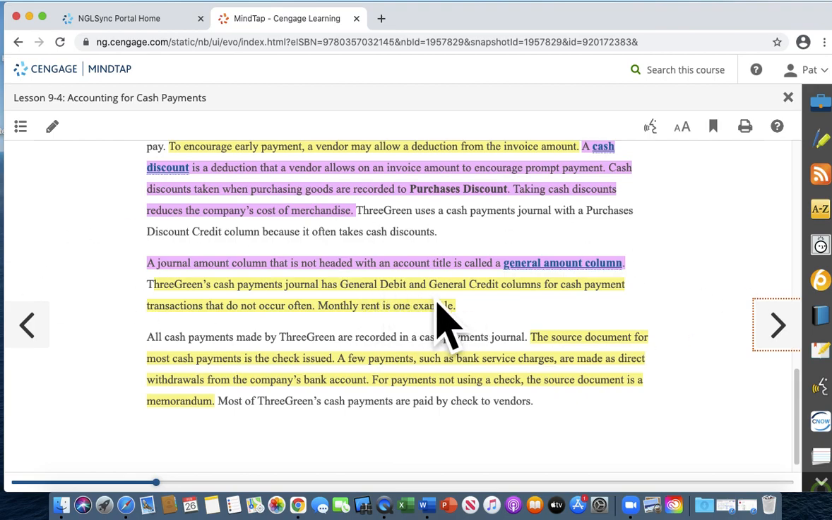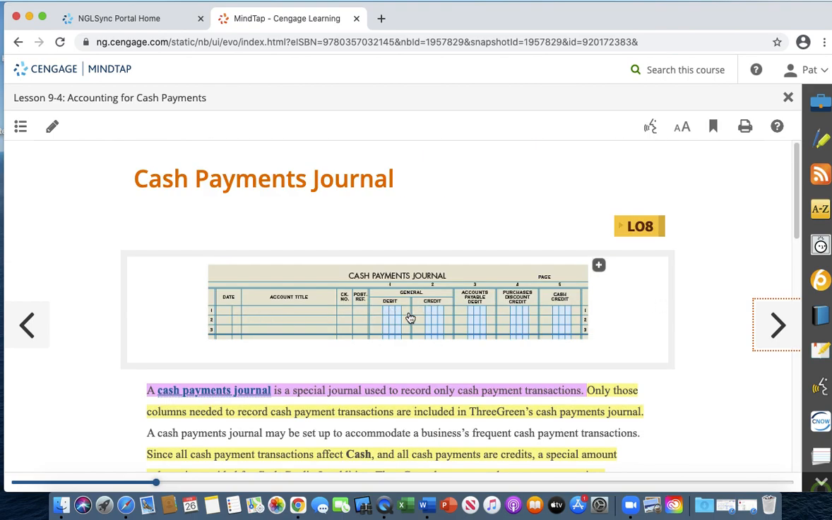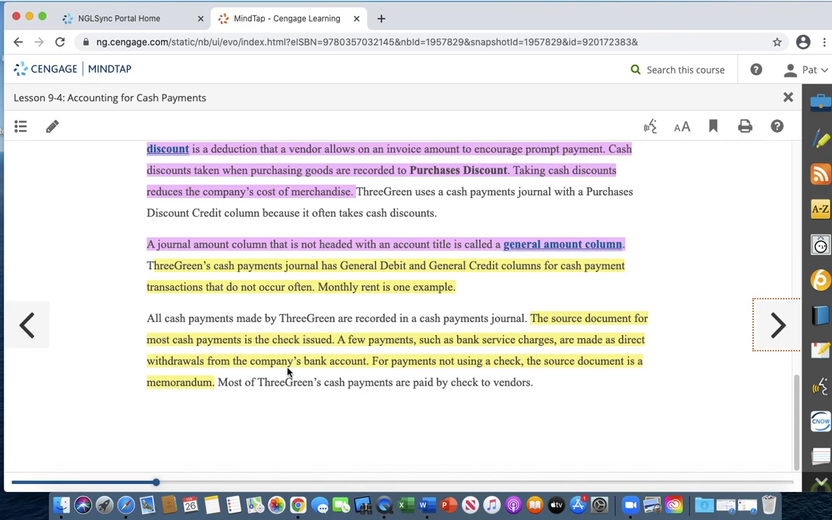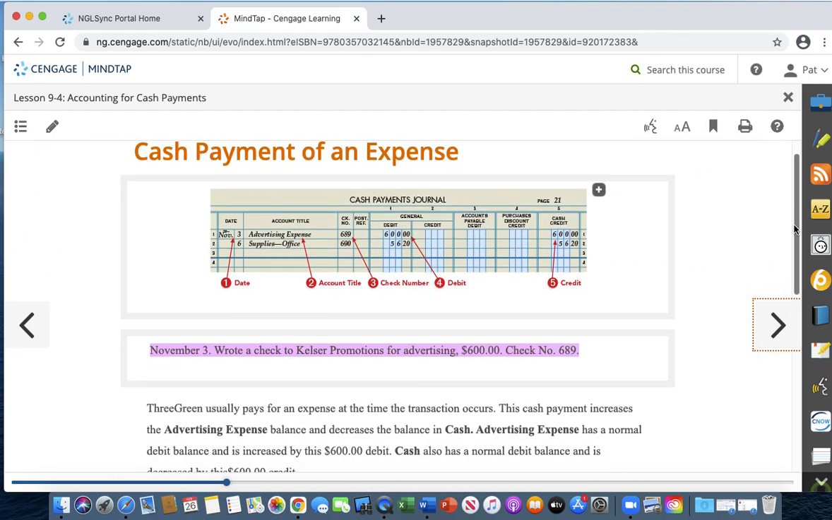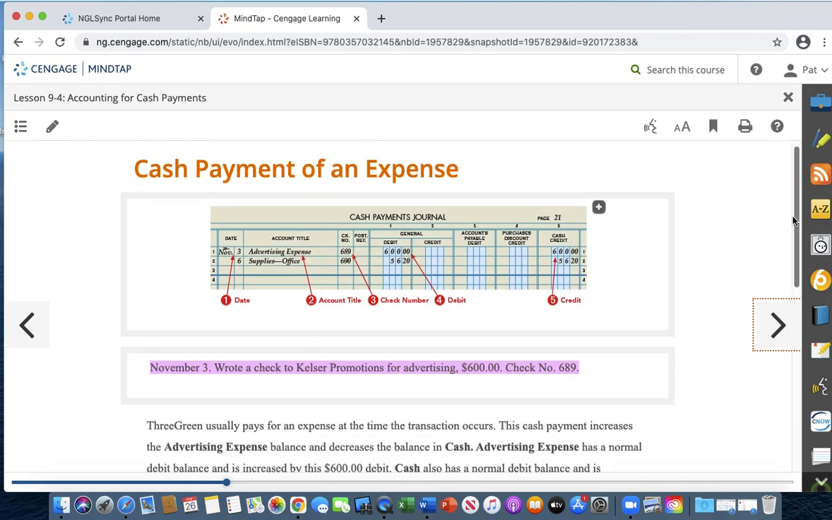We're going to use the general columns when we pay things like utilities, rent, office supplies, store supplies, all those debit expenses and crediting cash are still going to be used here. And that's all they're talking about with that stuff. The source document most often used with the cash payments journal is a check. Occasionally you'll have a memorandum when you pay things online or have fees charged to you.